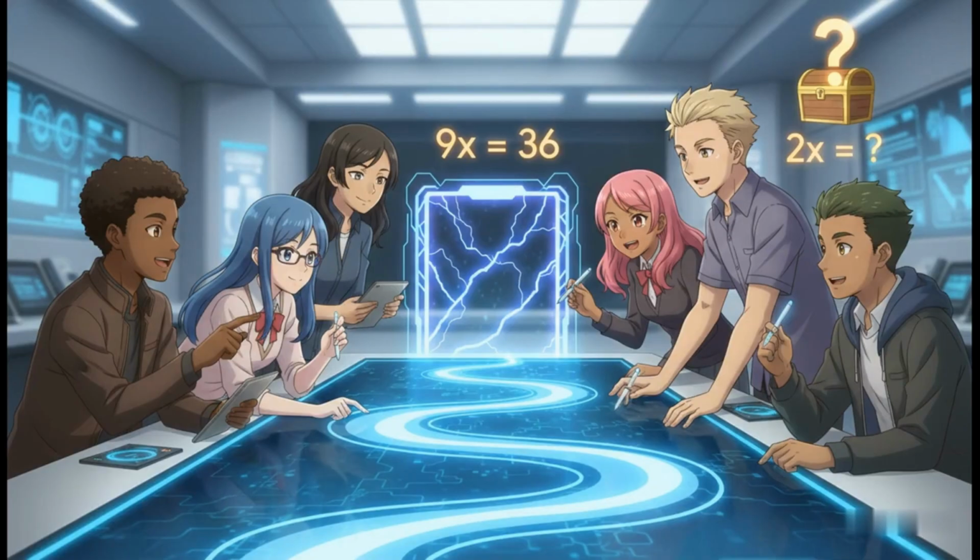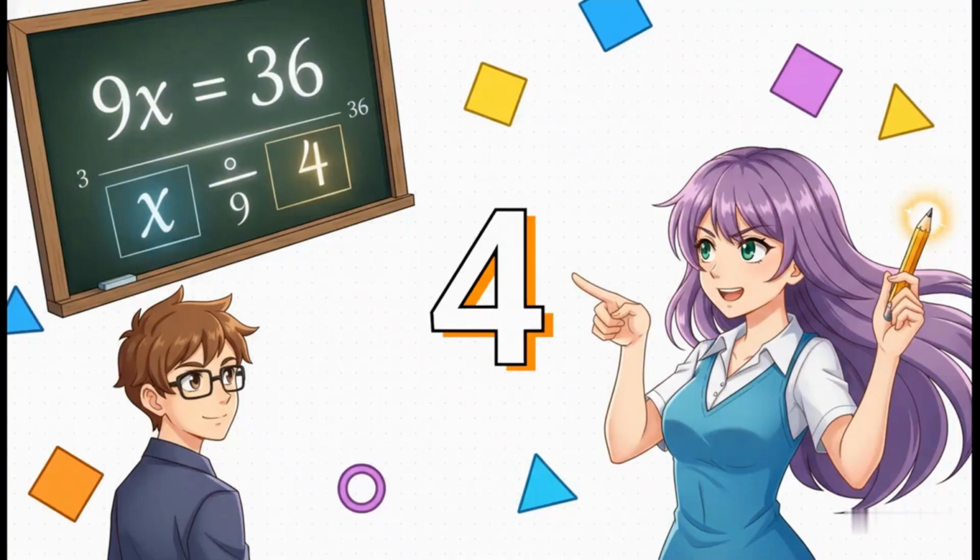First, they tell us that 9x equals 36. Then, we have to find the value of 2x. This is where our new skill stops being a trick and starts being a tool for solving a bigger puzzle. So, what's our first move? We have to solve for x. We've got to use that first piece of information, 9x equals 36. Time to use our golden rule. We divide both sides by 9 to get x all by itself, and 36 divided by 9 is 4.